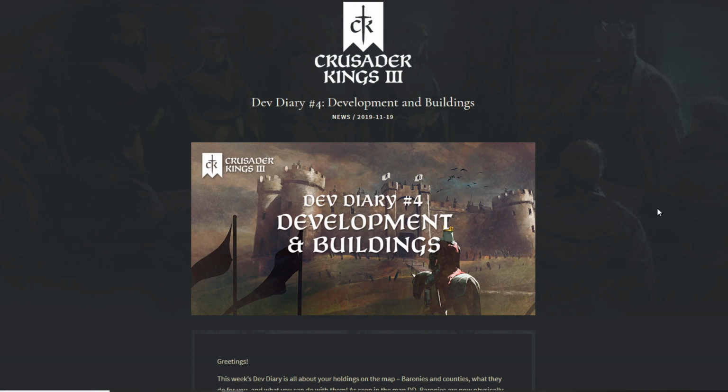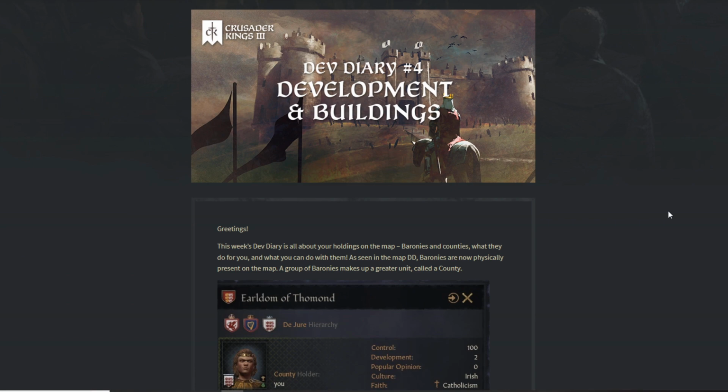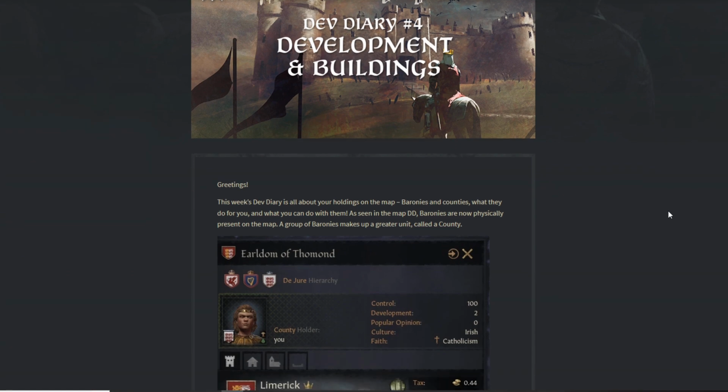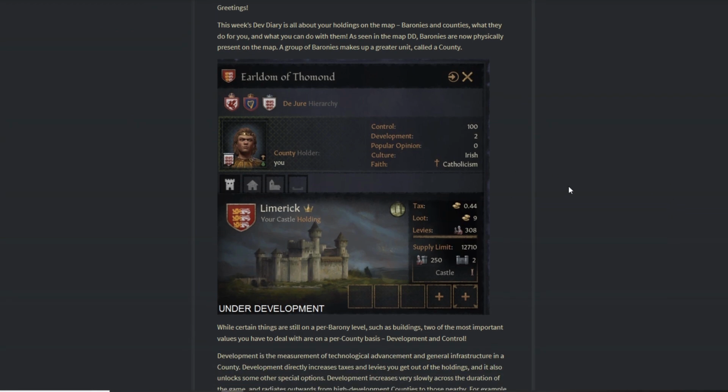Today we have the Dev Diary 4, Development and Buildings, where we'll be looking over development and buildings. Baronies and counties, and what they do for you, and what you can do with them. As seen in the map DD, baronies are now physically present on the map. A group of baronies makes up a greater unit, called a county. We're brought here to the first image.